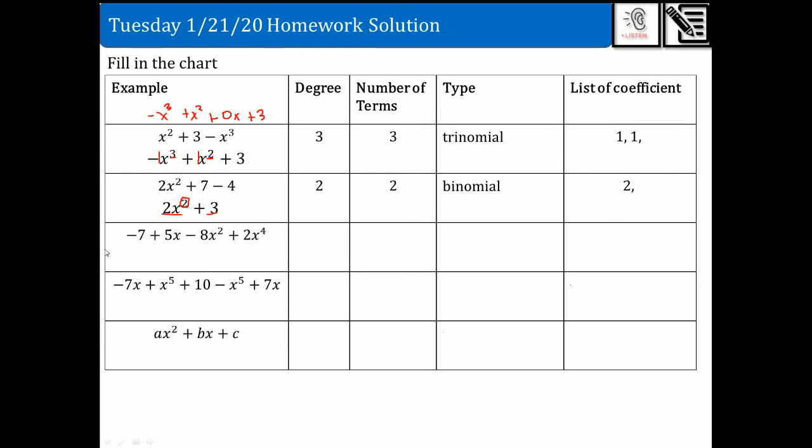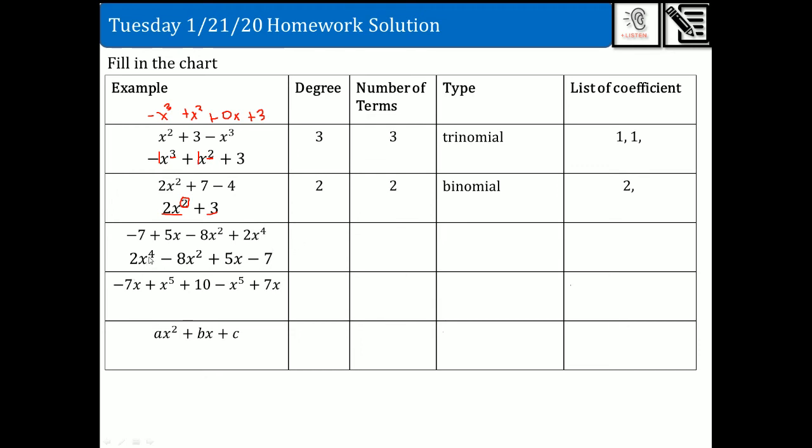Next, here we have a bunch of terms. We want to write it in standard form. That means it is in descending exponent. So what is the highest one? 2x to the 4th power. Then the next one would be minus 8x squared, because that is a squared. Then it goes to 5x. Then it goes to minus 7.